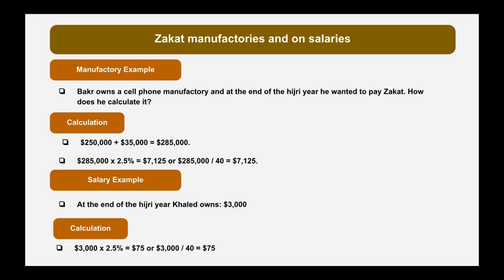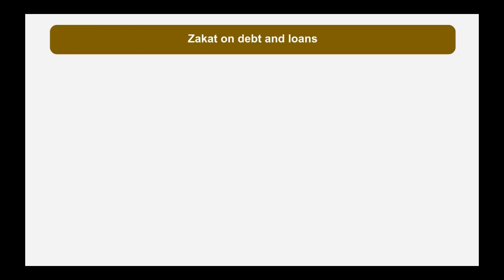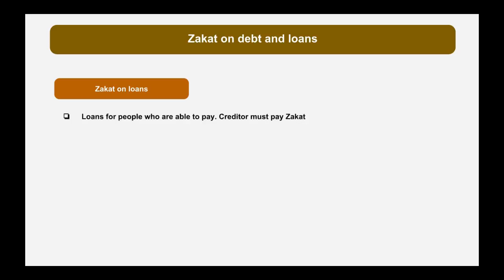Let's move on now to the next slide and talk about the zakat when the person is in debt or when he lends money to others, and how he pays zakat on that money. Let's first talk about the zakat on loaned money. If the debt owed to the creditor is on people who have money and are able to pay whenever the creditor asks them for the money, then in this case the creditor must pay zakat on that money. So every time a Hijri year passes on it, the creditor must pay zakat on that money.